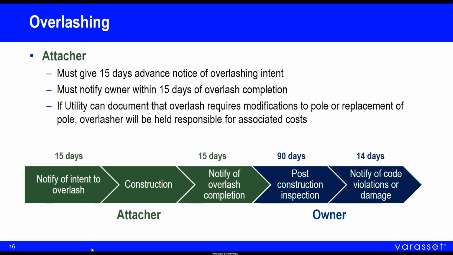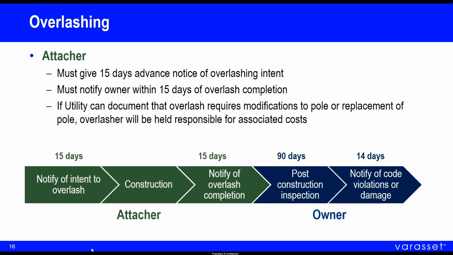So, overlashing requirements on the attacher. Again, they have to give an advance notice of 15 days prior to actually doing the construction work on the overlash. After it's completed, and I put together a very simple little timeline down here at the bottom. The construction could take who knows how long. It could be a day, it could be a very long period of time. That does not have a timeline attached to it. But after it is completed, they have another 15 days to notify the pole owner that the attachment has been completed. At the end of that, again, the 90 days that the pole owner has to do their inspection, another 14 days to get back to the attacher.